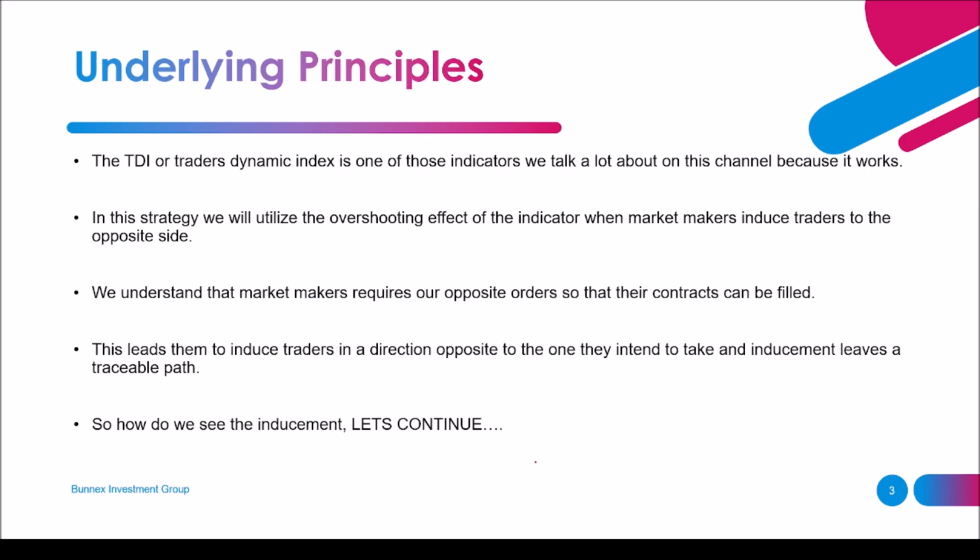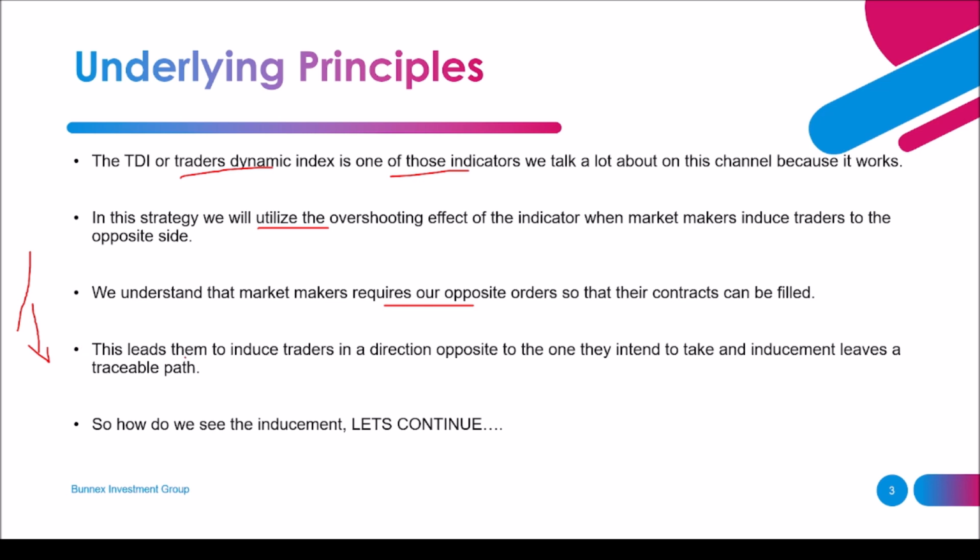Firstly, we need to highlight the underlying principles of any strategy before we talk about it. So basically, the TDI, or Traders Dynamic Index, is one of those indicators we talk a lot about on this channel because it works. In this strategy, we utilize the overshooting effect of the indicator when market makers induce traders to take the opposite side. So we understand that market makers require our opposite orders so that theirs can be filled and that they can actually make money. So if they want to go to the upside, they'll need you to go to the downside, and vice versa is true.